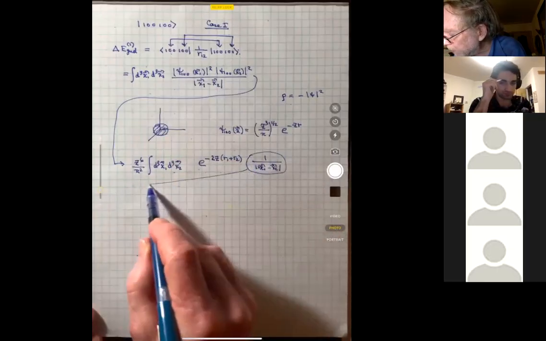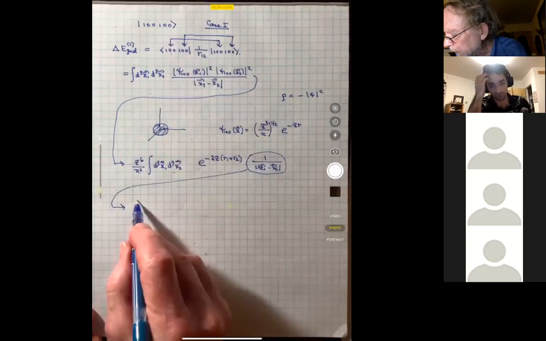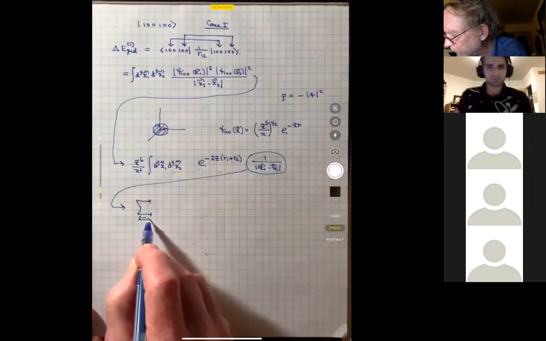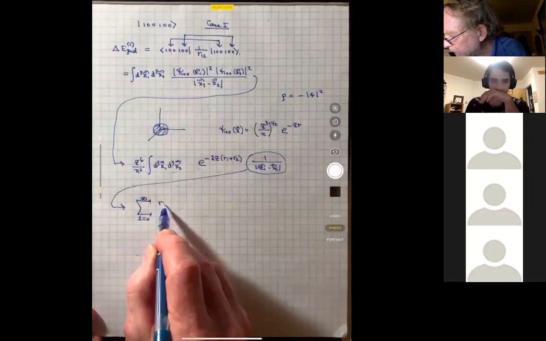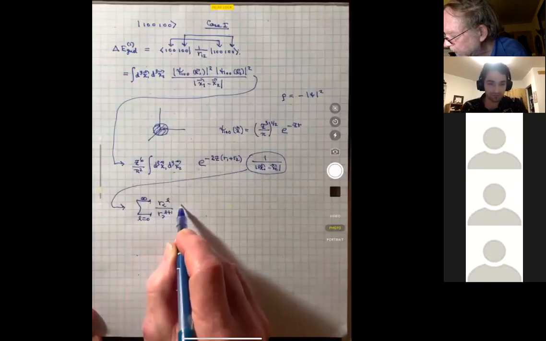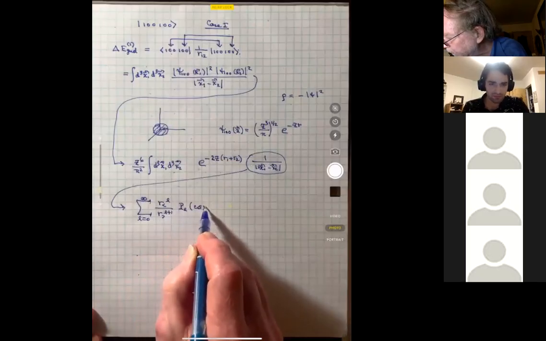Now the Coulomb denominator, by standard methods in electrostatics that you can find in Jackson's book, can be expanded in Legendre polynomials. This is the sum from L equals 0 to infinity of r less than to the L divided by r greater than to the L plus 1, times the Legendre polynomial PL of cosine gamma.